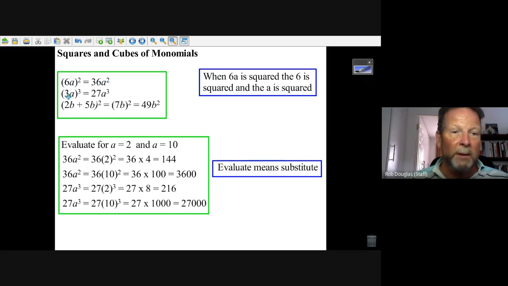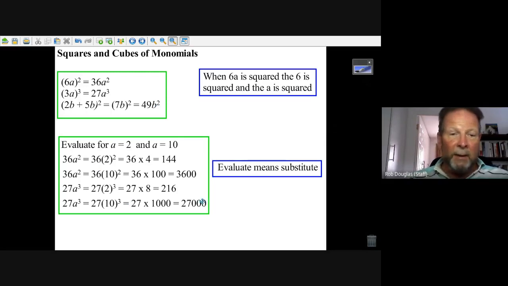Both things are squared. So (3a) cubed, it's 3 times 3 times 3, that's 27, and then the a is cubed. The (2a plus 5b), well, you want to simplify. These are like terms. 2a plus 5b, that's 7b. And then 7b squared is 49b squared. Well, that's just b squared.